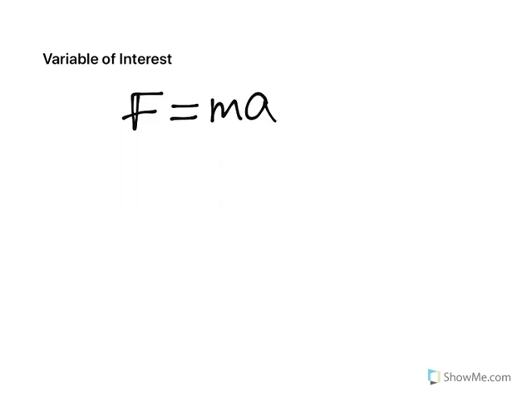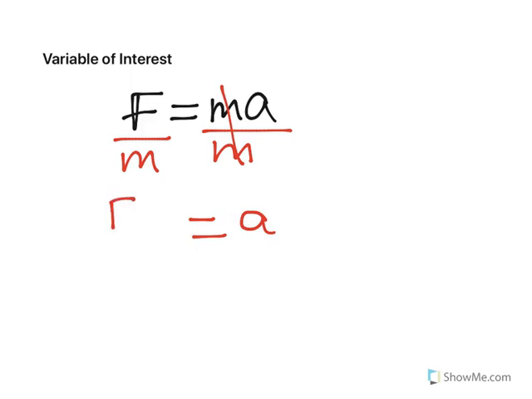Well, what if you knew the force and knew the mass, you could figure out the acceleration. All you have to do, if you wanted to solve for acceleration, is divide both sides by m. m divided by m is 1, so you get 1a on the right, or just a, is force divided by mass.